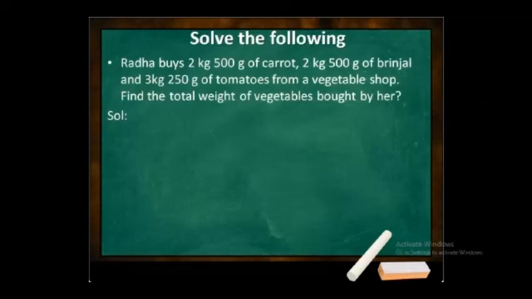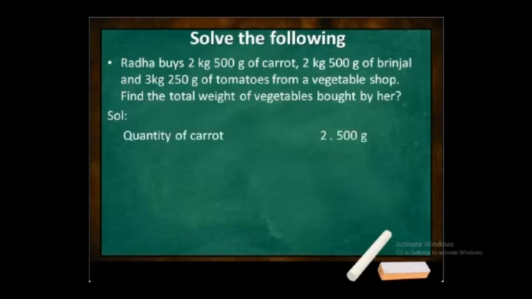Radha buys 2 kgs 500 grams of carrot, 2 kgs 500 grams of brinjal, 3 kgs 250 grams of tomato from a vegetable shop. Find the total of vegetables bought by her. Find the total means you have to add them. Okay, we'll write the problem.